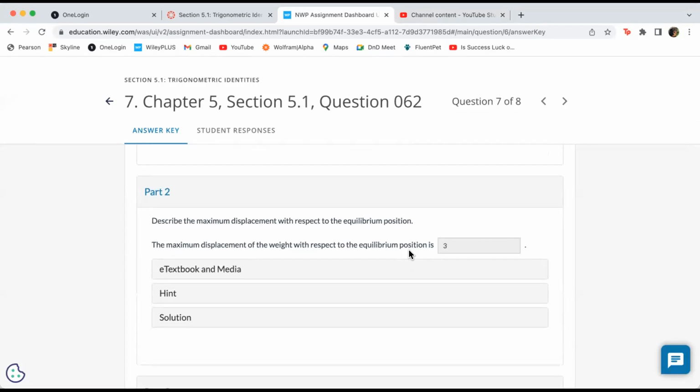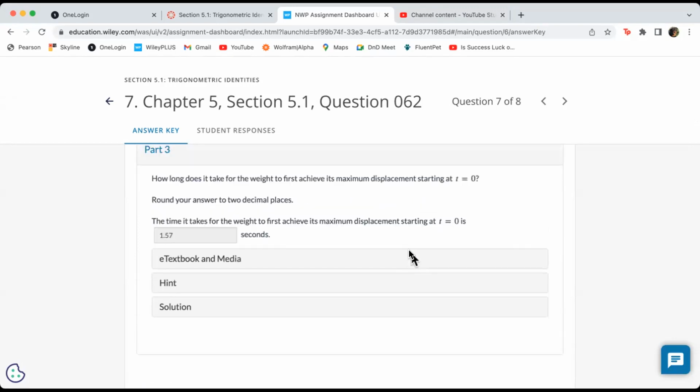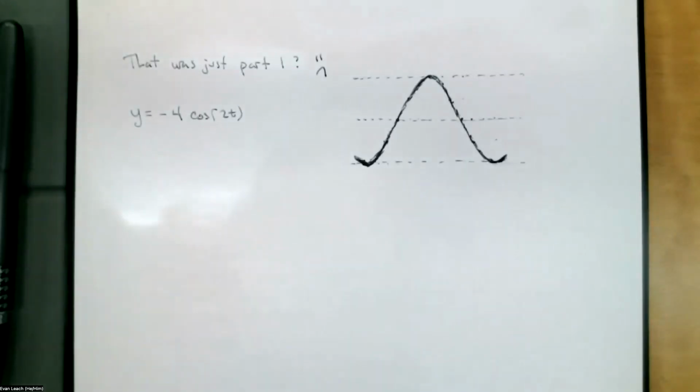Describe the maximum displacement with respect to the equilibrium position. And then the other part of the question is, how long does it take for the weight to first achieve its maximum displacement starting at t equals 0? So now that we've boiled down the function to just -4 cosine of 2t, we have questions about things like maximum displacement and how long it takes to get there.